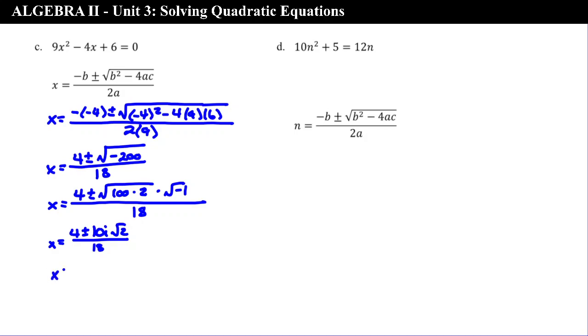And so we have x equals, and at this point we can reduce everything. 4 can be divided by 2, 10 can be divided by 2, 18 can be divided by 2. So we have 2 plus or minus 5i square root of 2 over 9.